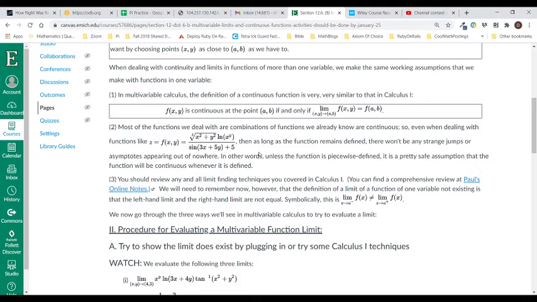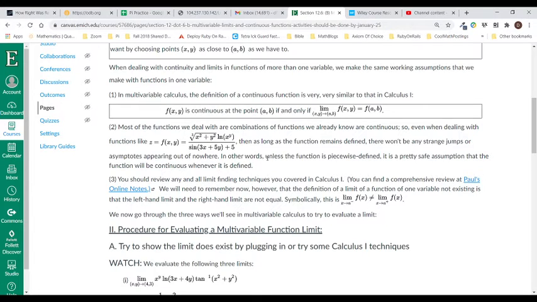The definition of continuous function is almost, again, identical. And if you look at it, what you're going to see is that it's continuous if the height of the hole is equal to the height of the dot. In practice, we use this exactly the same way we did in Calc 1. And that's what number 2 is about here.